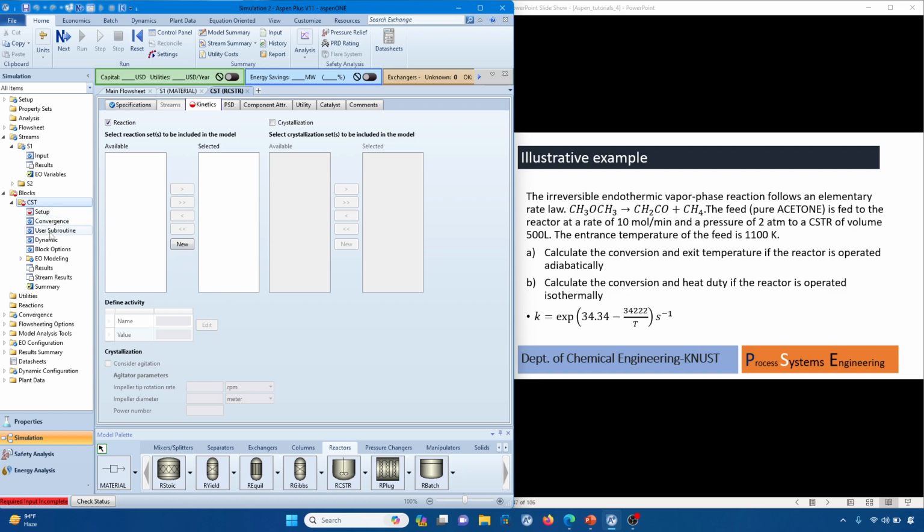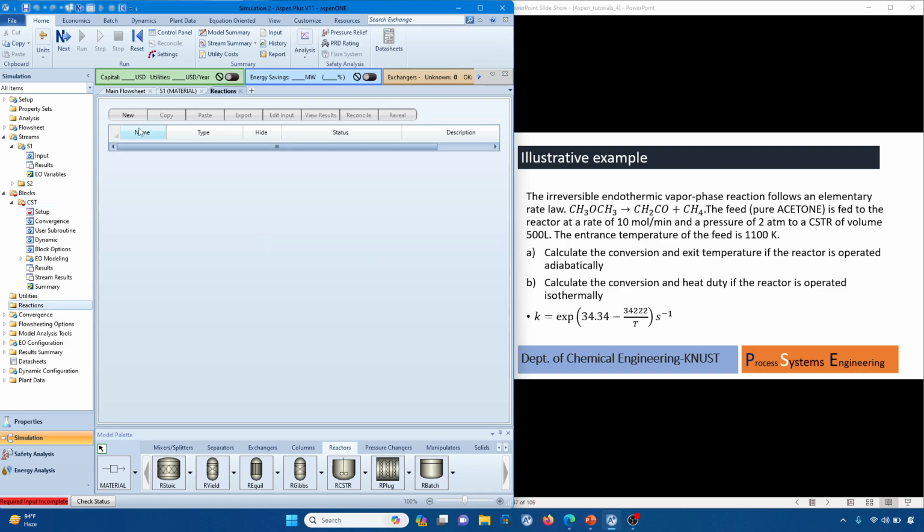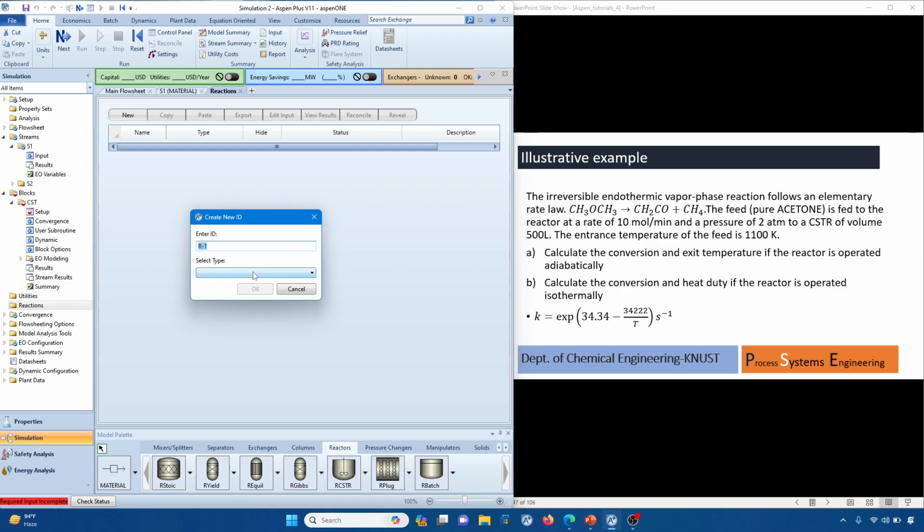So when you come to the navigation pane on the left, you see the Reactions menu. If you click on that, you're able to add a new reaction. So we call that R1. And we choose the type of reaction. It's a power law model. We choose that.